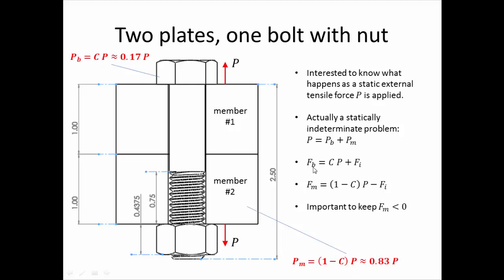The force that's actually in the bolt is going to be C times P plus the pretension that we gave it initially. The force in the members is going to start with that compressive pretension that you put on the bolt, and then the (1 minus C) times P is going to add to that. But it's important to know that the members will remain in compression. It's important that the members remain in compression after P has been applied.